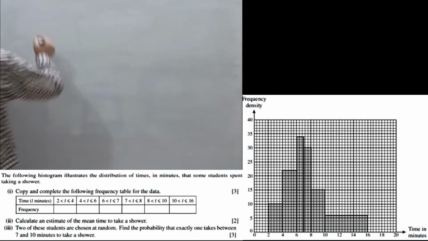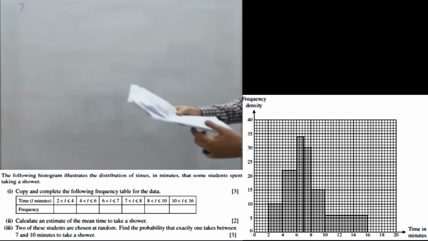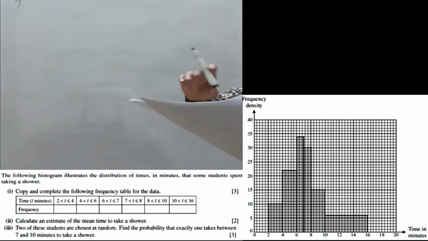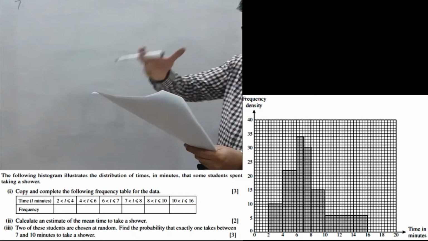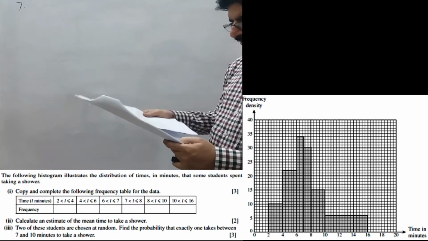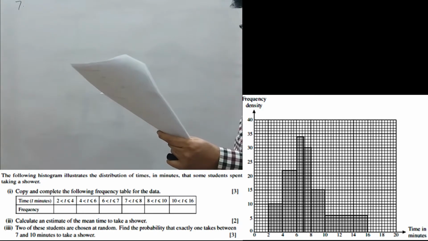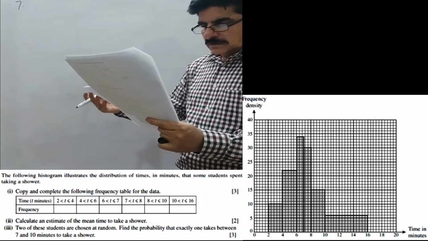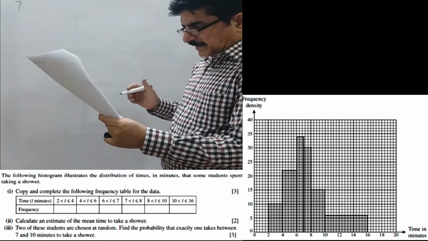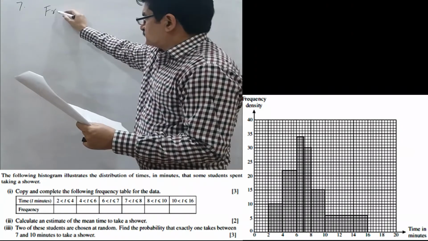Okay, question number 7. Now please read the question. Again you are given a histogram, but in this question the class boundaries are given. This is question number 7. Now you are asked to find, in the first part, the mean. You know how to find the mean, but you have to take care to find the frequencies. So I just write the frequencies.